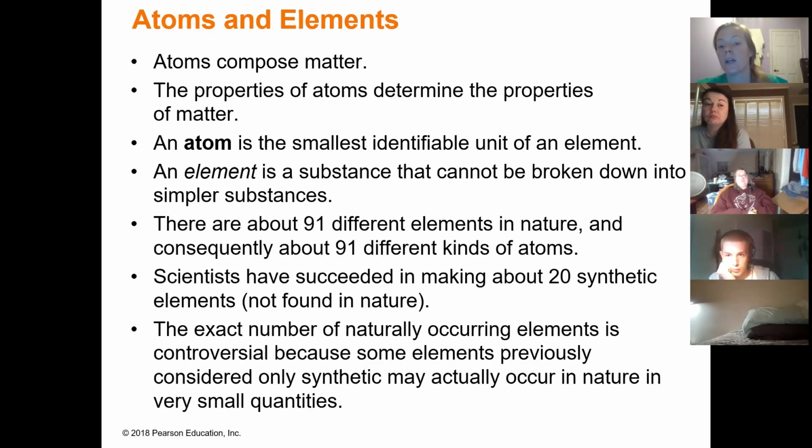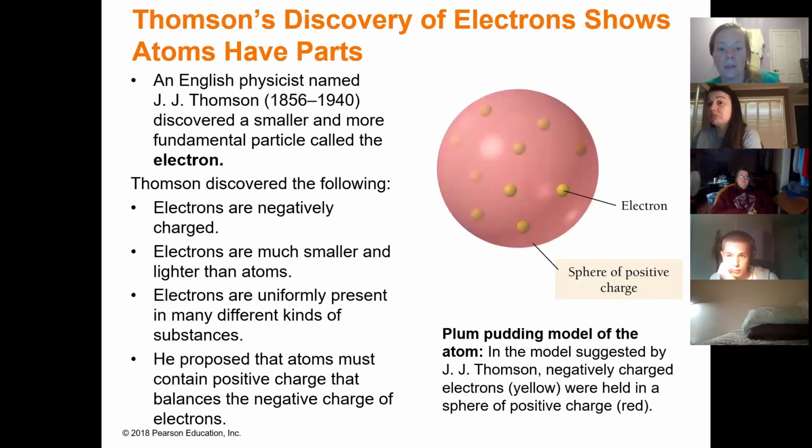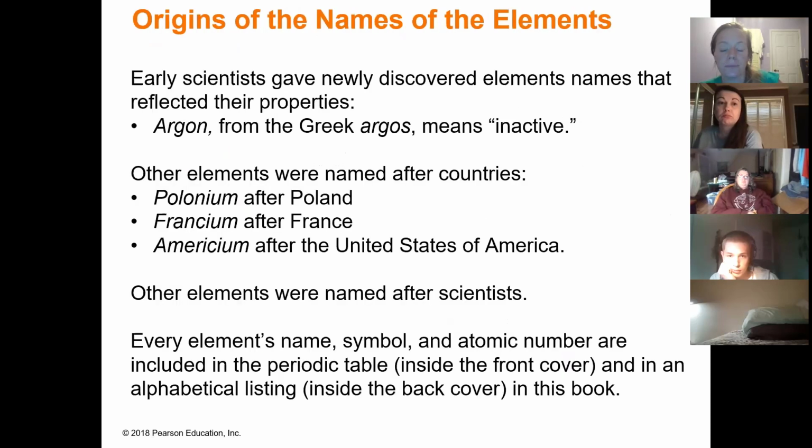Whereas water, I could, through a chemical reaction, break that down into hydrogen and oxygen. I could break it down into something simpler. This is up for debate, but they say there's roughly 91 elements in nature, and in turn, 91 kinds of atoms. So however many elements there are, scientists have succeeded in making about 20 synthetic elements. A lot of times, let's go forward to a periodic chart.